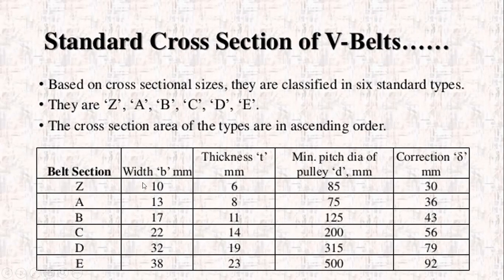Next one is the width of the belt drives. Z type width is 10 mm, A type belt section is 13 mm, B type is 17, and they are increasing in width. You can see the increasing order, that is 10, 13, 17, 22, 32, and 38.